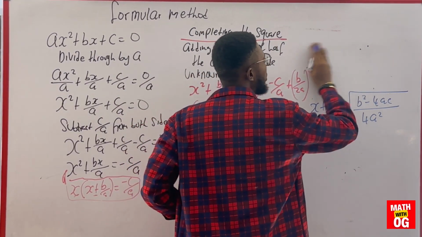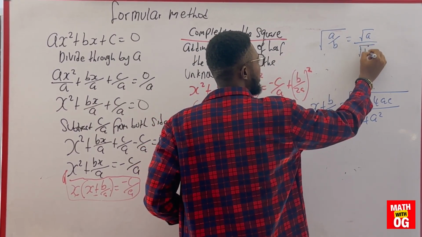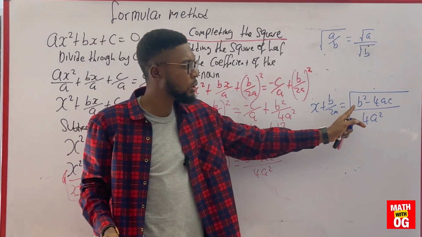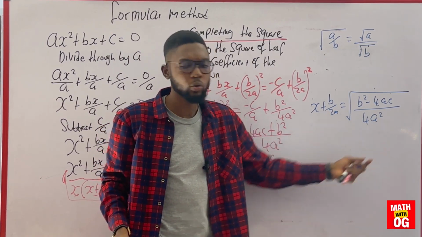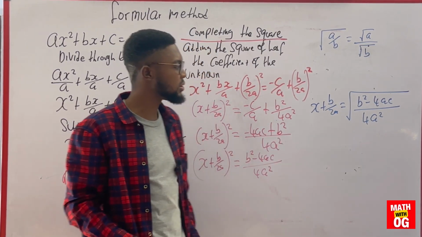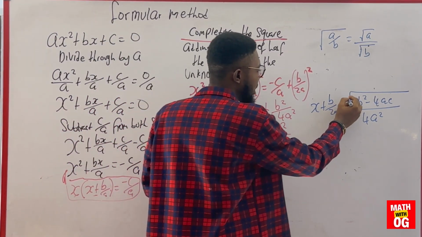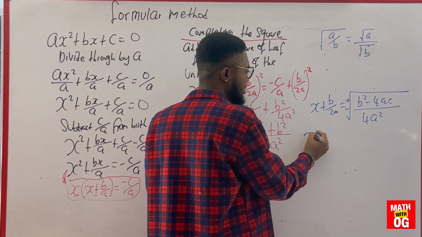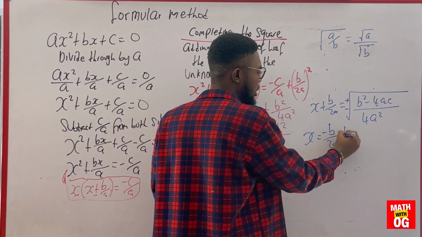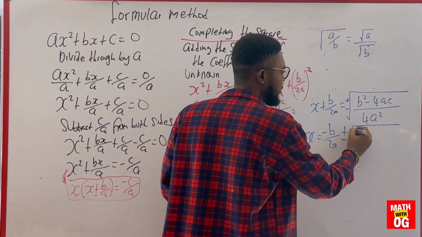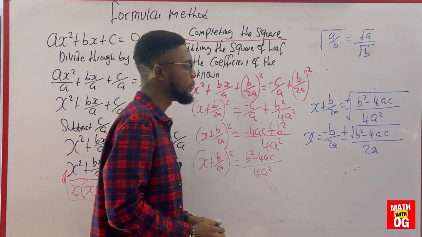I believe we all agree that the square root of a over b is equal to the square root of a over the square root of b. Now the numerator does not have a perfect square root, but the square root of the denominator is equal to 2a. The square root of 4 is 2, and the square root of a squared is a. So I can find the square root of the denominator, but I can't find the square root of the numerator. Remember, we are supposed to have a plus or minus sign here. So my x will be equal to, moving this to the other side, negative b over 2a plus or minus the square root of b squared minus 4ac all over 2a. That is the square root of 4a squared.